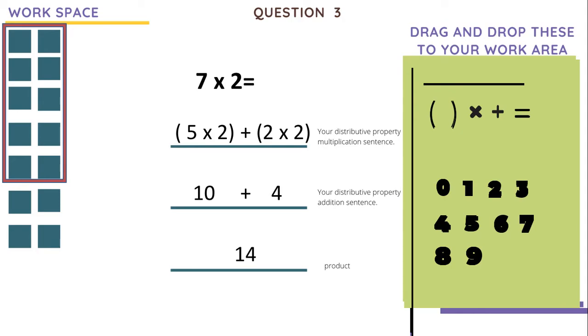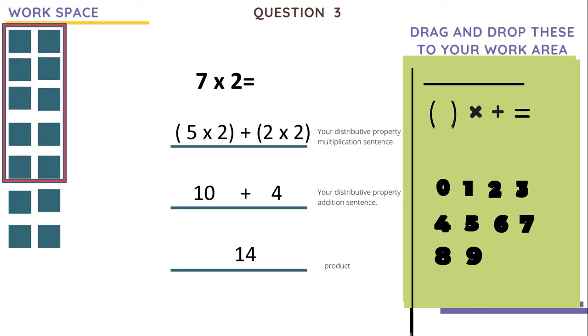Continuing on, we have 7 times 2. Our array shows 7 rows, 2 columns. We can break our 7 apart into 5 and 2. Why 5 and 2? Because 5 plus 2 equals 7. So now instead of having 7 times 2, we would have 5 times 2 and 2 times 2. 5 times 2 gives us 10, and 2 times 2 gives us 4. When we add those together, we get 14.